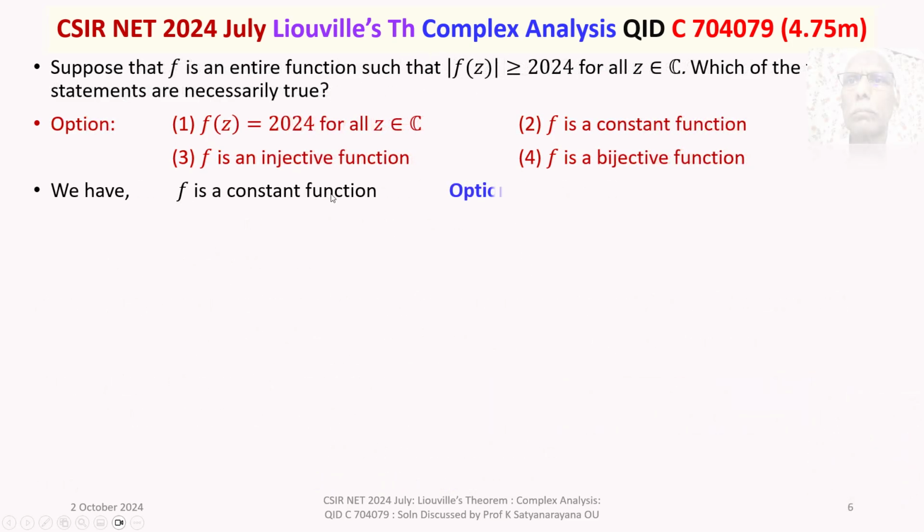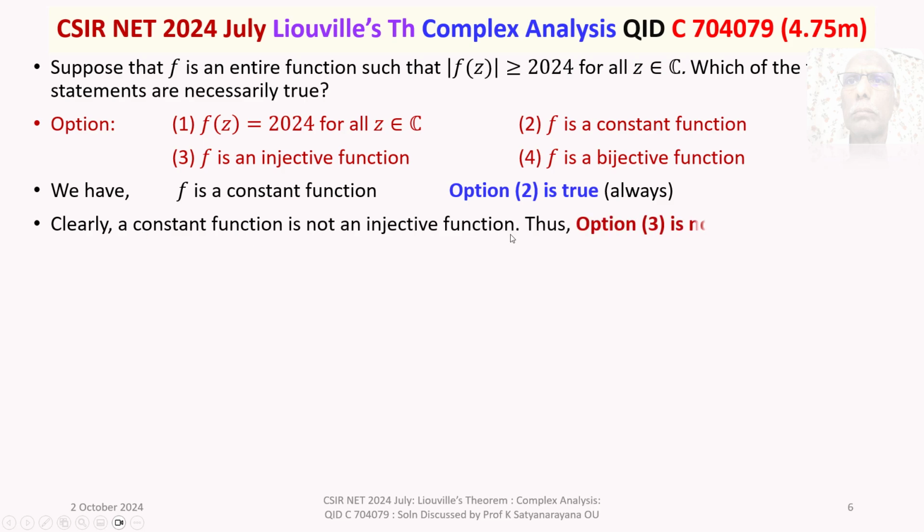We have f is a constant function and option 2 is always true. And can a constant function be an injective function? No, it cannot. So clearly, a constant function is not an injective function. An injective function maps distinct elements onto distinct images, whereas a constant function sends every element to the same constant. That is why a constant function is not an injective function. Therefore, option 3 is not true.